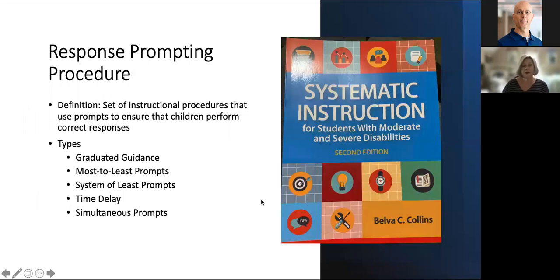The next set of procedures are called response prompting procedures. These are a set of instructional procedures that use prompts to ensure that children perform correct responses. I don't have time today to talk about all of these instructional strategies, and that's the reason why I've again provided you with a resource by Dr. Belva Collins, who is a former colleague of mine at the University of Kentucky. This gives you some step-by-step procedures for how to use all of these different strategies.